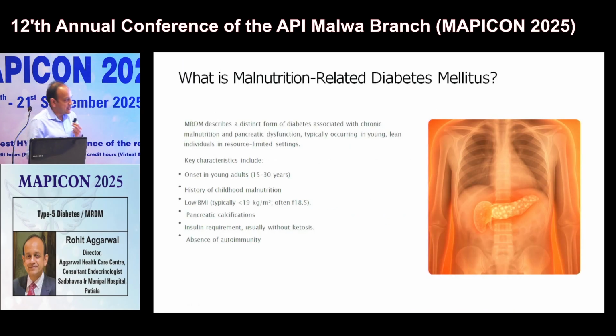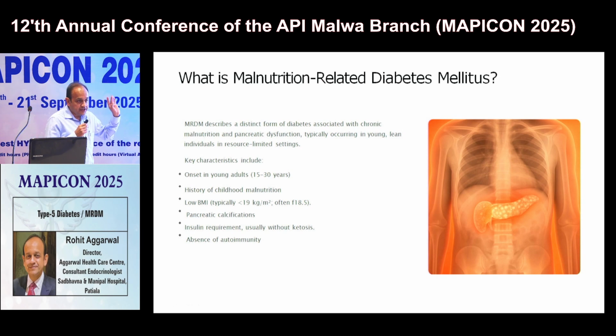So what is MRDM? What are the key characteristics? First is age, less than 30 years. Second is BMI, less than 18.5 kilogram per meter square. Third, you can have a history of childhood malnutrition. Fourth, calcification in the pancreas can be there, may not be there.